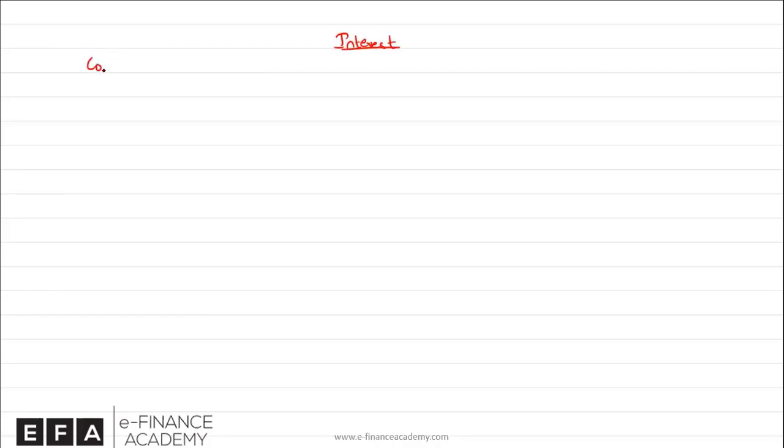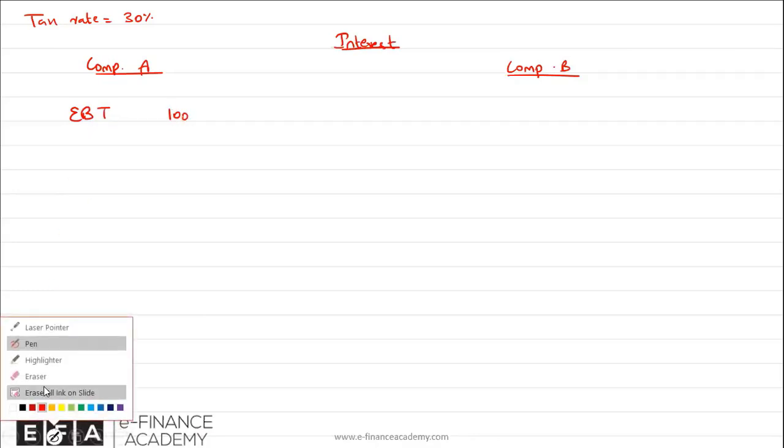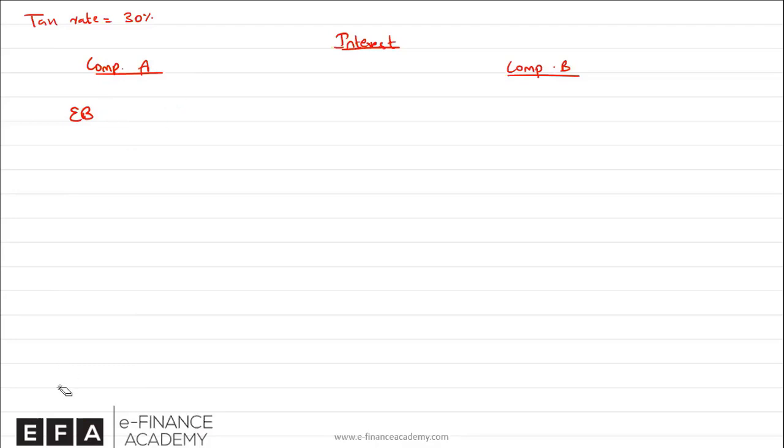Let's say there are two companies, company A and company B. And let's assume that the tax rate is 30%. Let's say, not earnings before tax, let's start from earnings before interest and tax of 100,000. And company B also has earnings before interest and tax of 100,000.